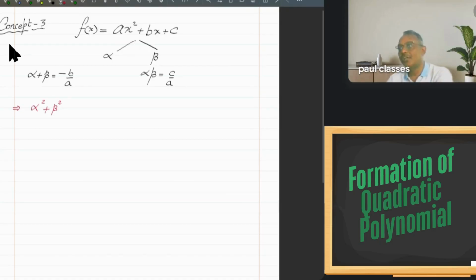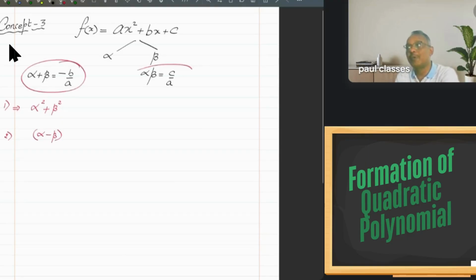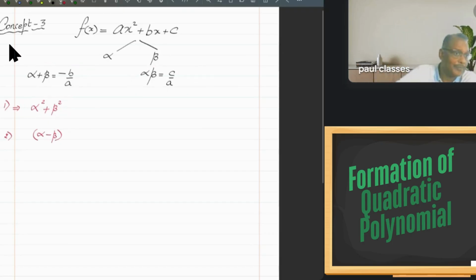ठीक है, what is the value of alpha square plus beta square? तेरे पास ऐसे चैलेंजेस आएंगे, तेरे से बोला जाएगा what is the value of 1 by alpha plus 1 by beta, what is the value of alpha minus beta, ये वाले वैल्यूज निकाल के बताओ. हमारे को तो सम ऑफ रूट्स खाली मालूम है, प्रोडक्ट ऑफ रूट्स मालूम है. How will we find alpha square plus beta square, alpha minus beta, ये वैल्यू कहां से निकालेंगे?